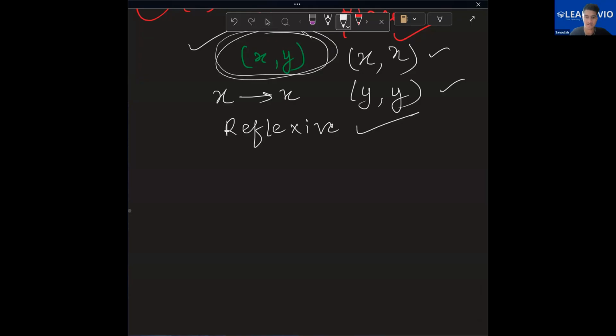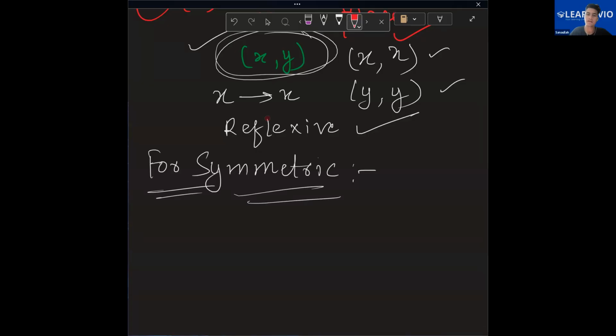For a symmetric relation, symmetric के लिए क्या होता है कि अगर आपके फंक्शन में x, y है, then it must have y comma x. ठीक है? That is symmetric.